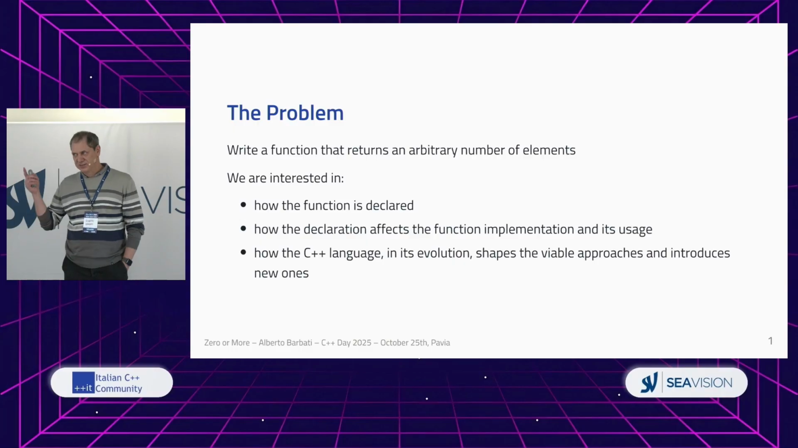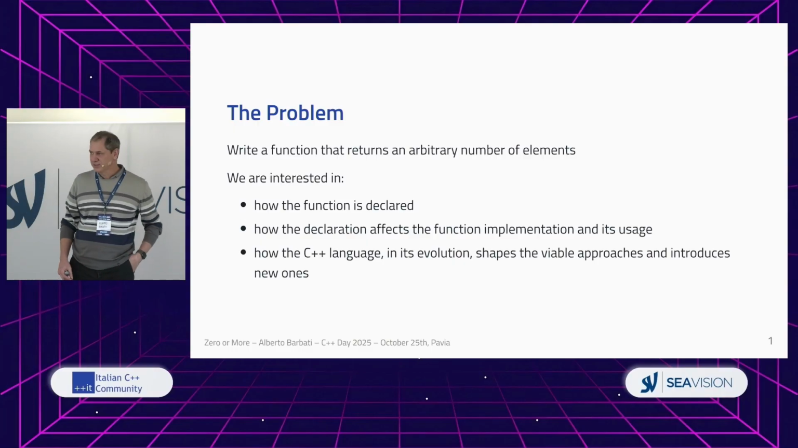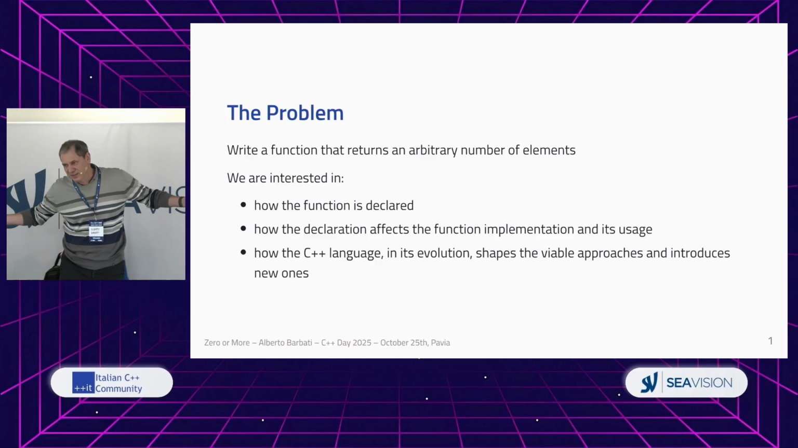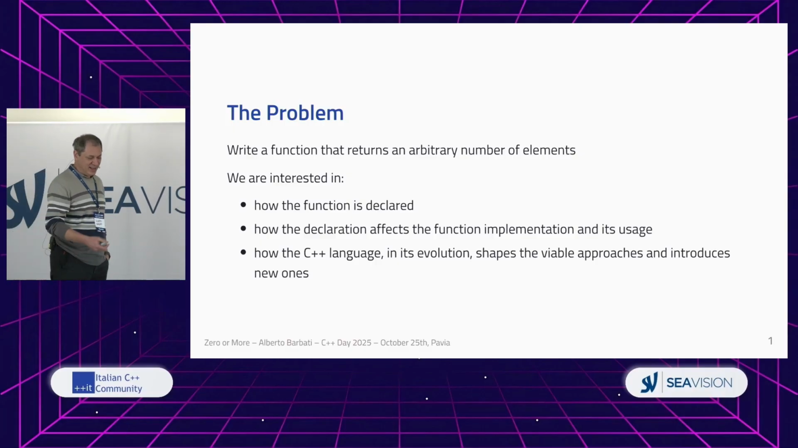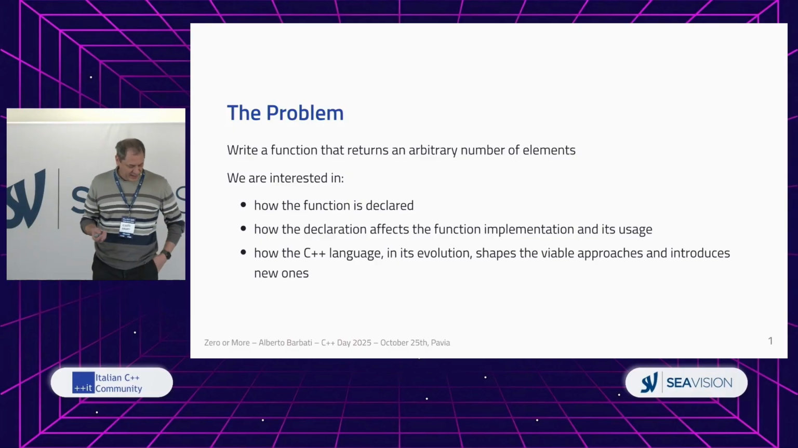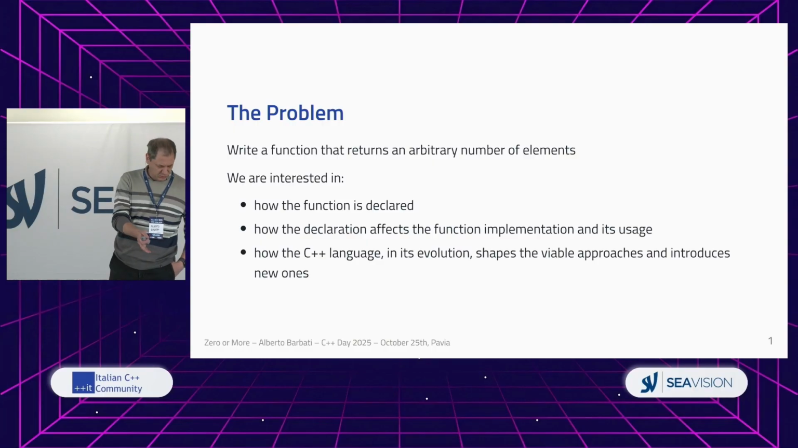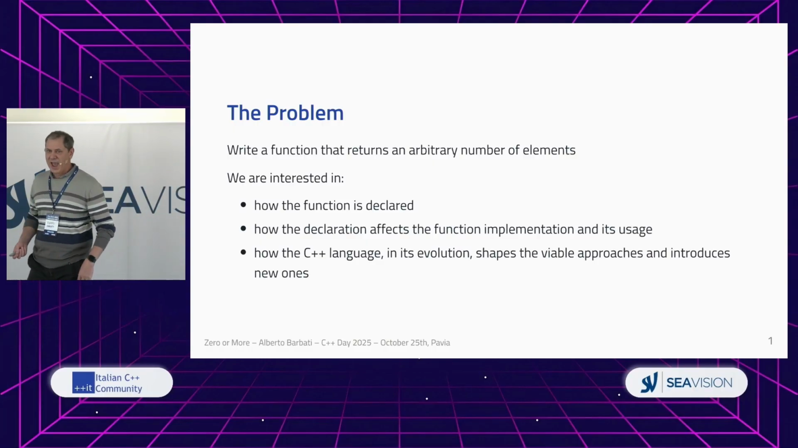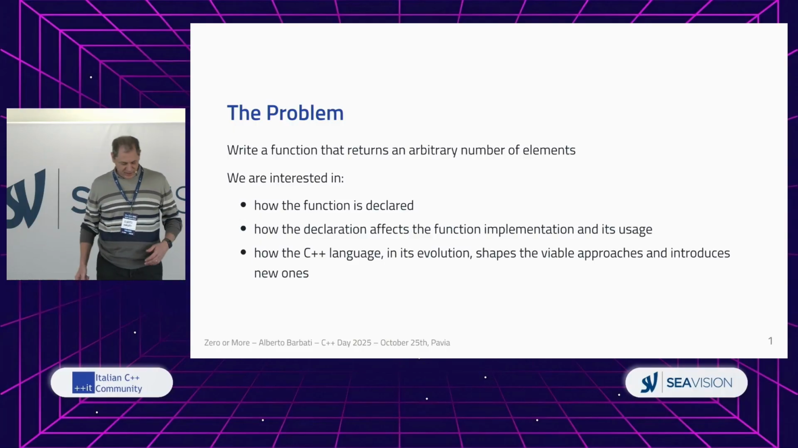Of course, this is a C++ event. If it were a Python event, it would be finished. You just return a list. But this is a C++ event, so I have 41 slides or 43 slides, something like that. And I have to cut and reduce the number of approaches because there are too many.